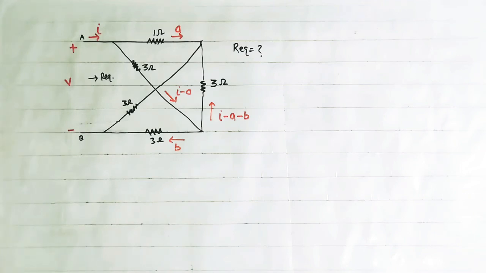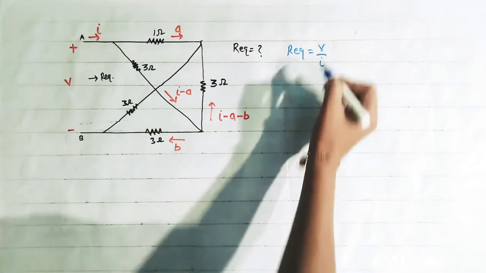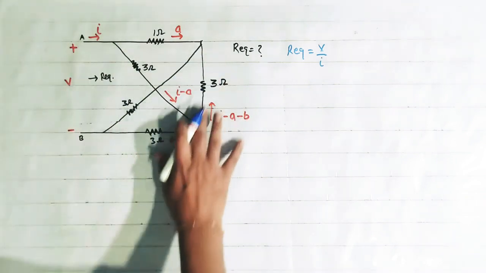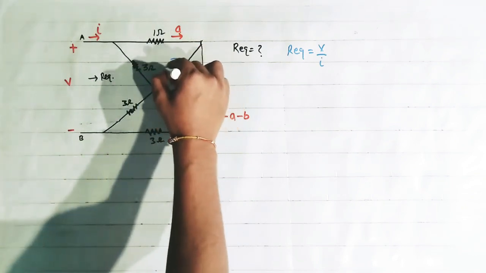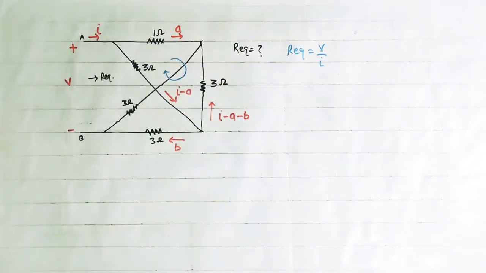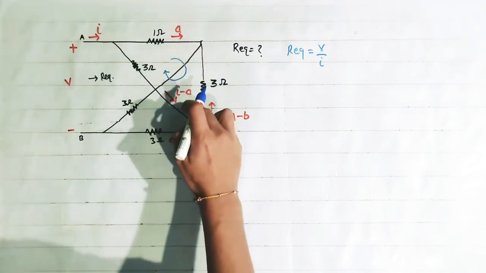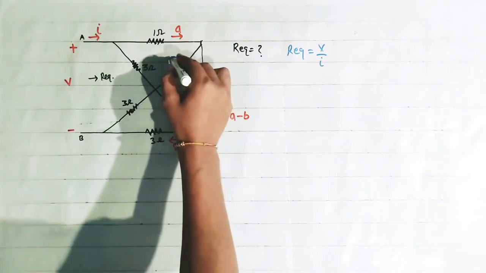Now after this we can write equivalent resistance Req equals V upon I. So here we have to simply find the value of V upon I. First apply KVL in this loop. So when we apply KVL in this loop, suppose we are moving in this direction.